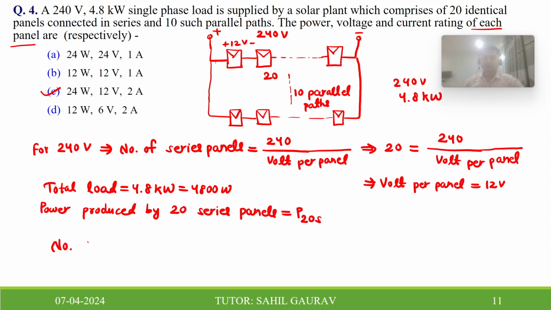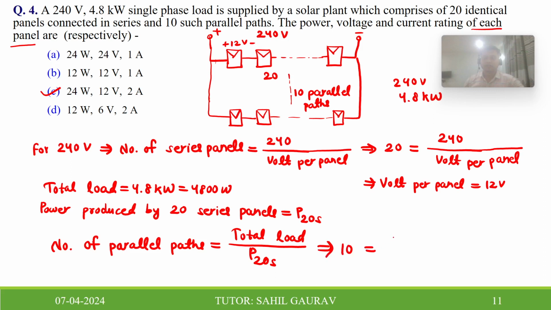So the number of parallel paths equals the total load upon the power produced by each 20 series panels. Since the number of parallel paths is 10 and the total load is 4800 watt, upon P20S, the power produced by each set of 20 series panels will come as 480 watt. I am talking about this one set of 20 series panels. So one set of 20 series panels is providing power of 480 watt.